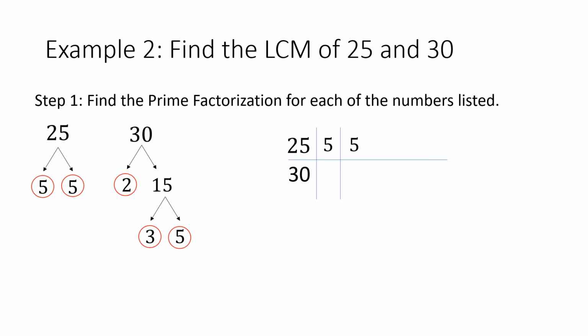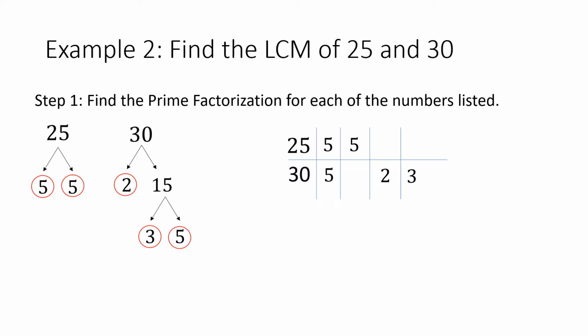And so as you can see, there's only one 5 as a prime for 30, so I'm going to go ahead and list that below my first 5, and then I have to create 2 different columns for my other remaining prime numbers. And so now I have all of my prime numbers listed for 30, and I have them all listed for 25.